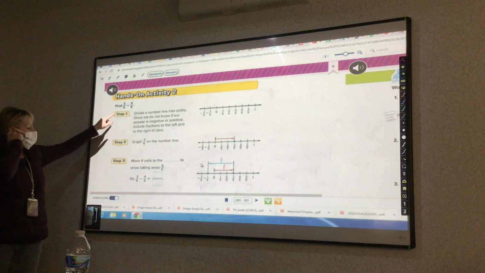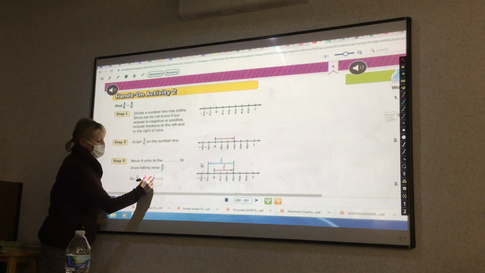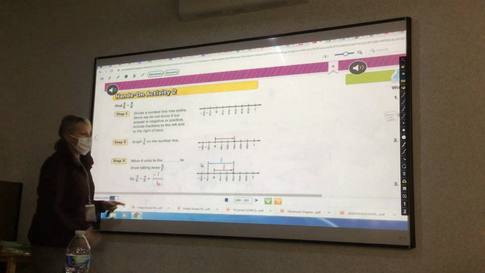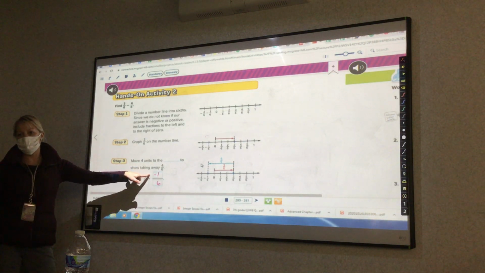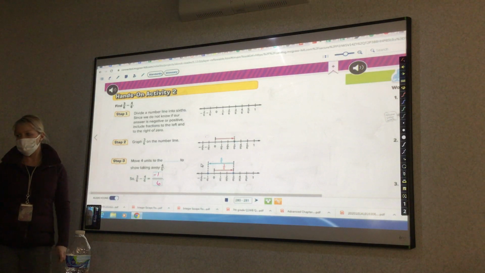Okay, so we'll just put our answer here as a negative 1/6. Always put your negative sign in with the numerator, don't put it with the denominator.